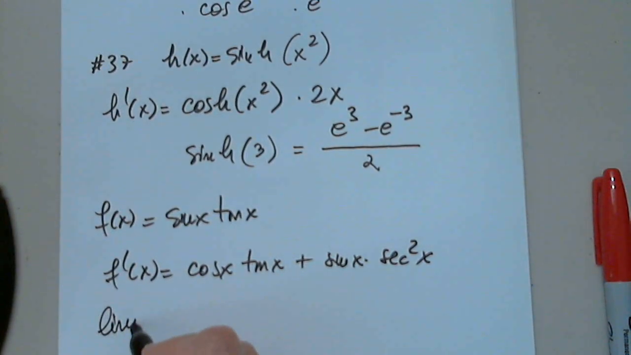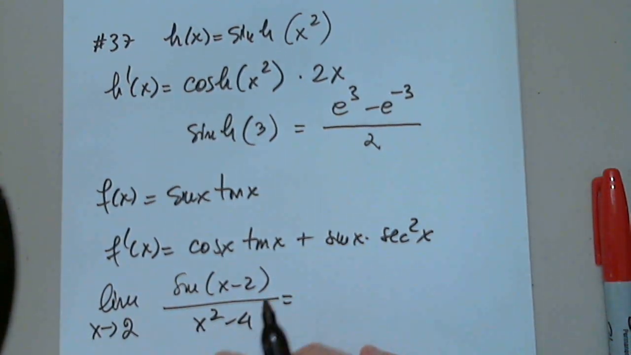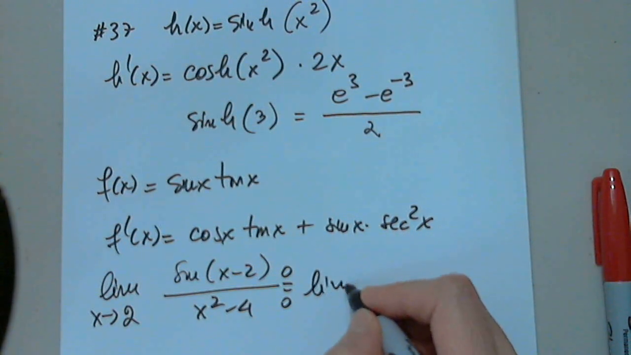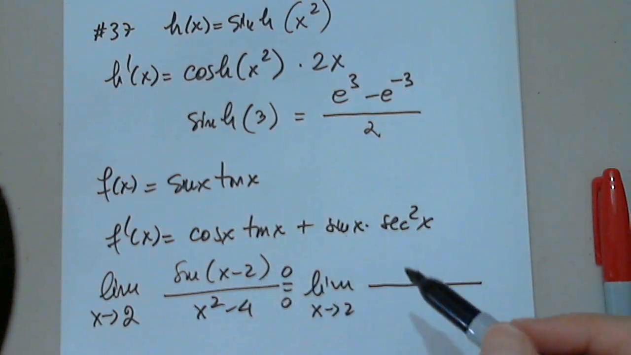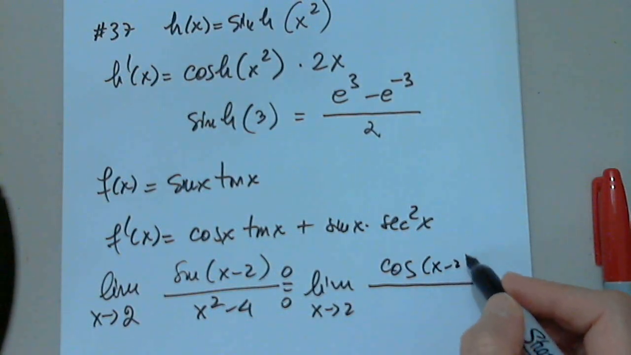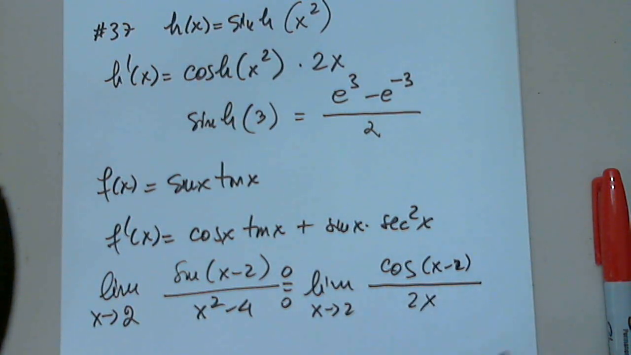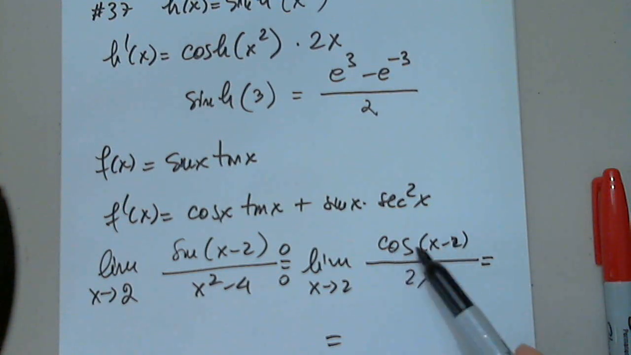And the limit, as x approaches 2 from either side, of sine of x minus 2 divided by x squared minus 4. When you plug in 2, of course, you get 0 over 0. You can, right now, use L'Hopital's rule because you know how. Sine of x minus 2 prime will be cosine of x minus 2 times the inner function, which is 1, divided by 2x. Well, in this case, 2 minus 2 is 0, cosine 0 is 1, 2 times 2 is 4.